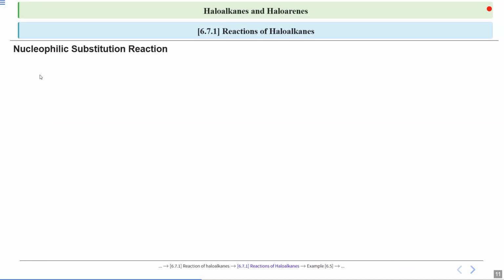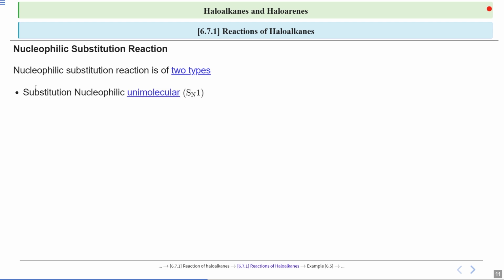Let's talk again about the nucleophilic substitution reaction. Nucleophilic substitution reactions are again of two types. First is substitution nucleophilic unimolecular, which we also commonly call the SN1 reaction. So the full form is substitution nucleophilic unimolecular. And the second type is substitution nucleophilic bimolecular, that is SN2.